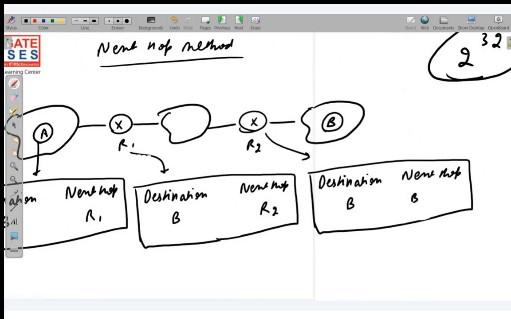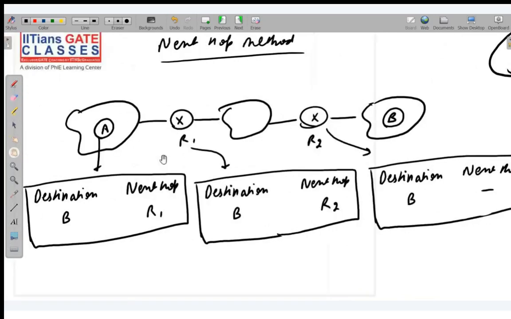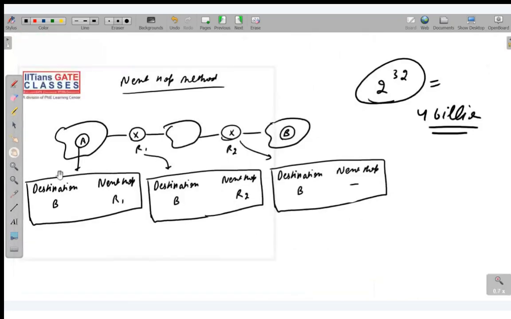Next hop is dash. Nothing is there. Why? Because now it is directly connected to B. That's why. Okay, so in this network, is there... Yeah. So this is the next hop method.